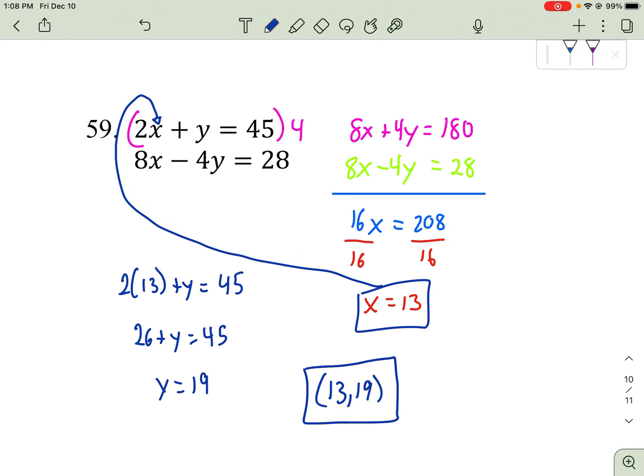Second one, I'm going to use a calculator and check it. I'm going to do 8 times 13. And then minus 4 times 19.